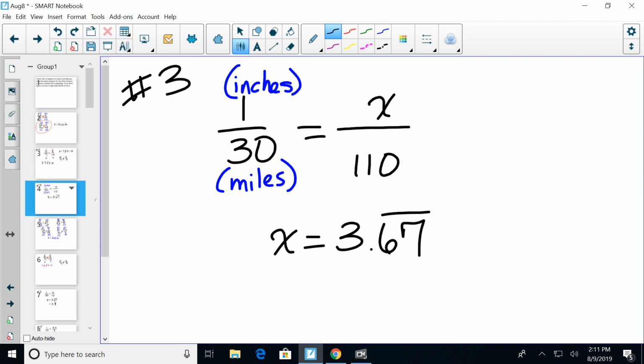All right, what is 67 hundredths as a fraction? You should be able to tell me that off the top of your head. Nope. What is 67 hundredths as a fraction? It is 2/3. Remember, what is the decimal for 1/3?